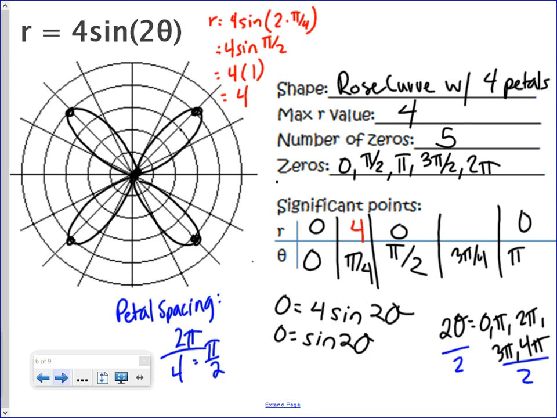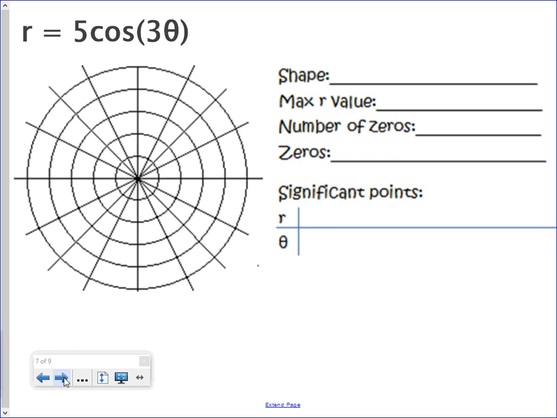Not bad? Real quick, I'm going to run through one that is odd and cosine, just so you can see it. If you want to write it down in your notebook, you can. I'll move much quicker through the last example, just so we have one more done that you can look at. Okay, r equals 5 times cosine 3 theta, so I know it's a rose curve because of the 3 theta. And since n is odd, it has n petals, so it has 3 petals. The max r value is 5.